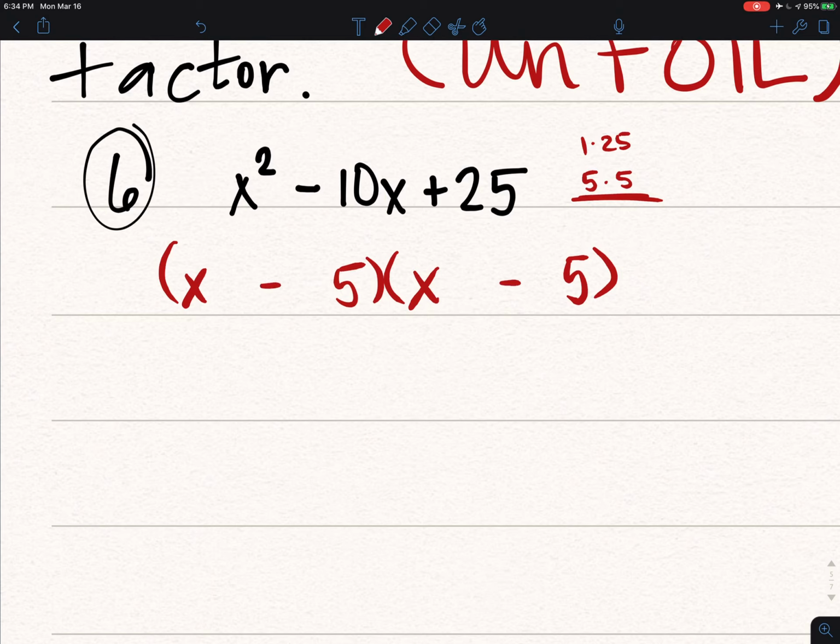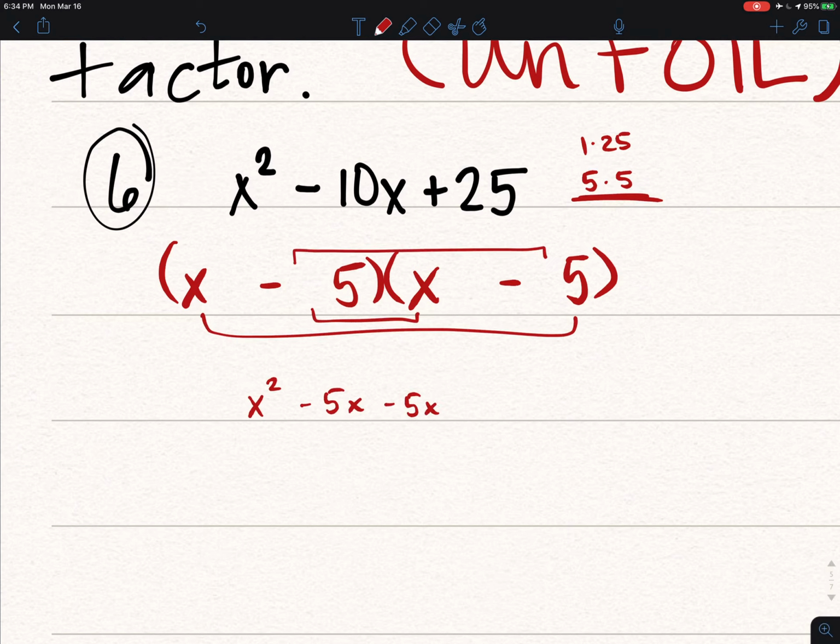Now, there is always, always, always a way to check your work. Just FOIL. If you FOIL, you can check your work. So take a look. What are the firsts? The firsts are x squared. What are the outers? That's a negative 5x. What about the inners? That's a negative 5x. And what about the lasts? Negative 5 times negative 5 is a positive 25. Now combine your like terms and ask yourself, did you come up with the exact same thing that you had to begin with? Yes, you did.